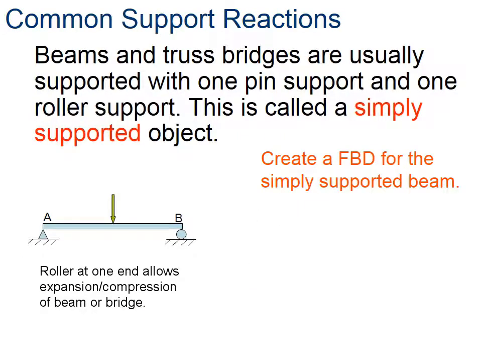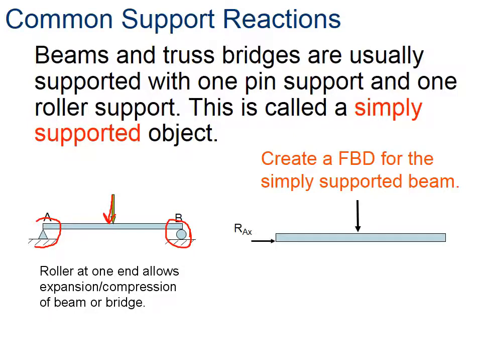So if we take a look at a free body diagram using that, here we have a simple beam. On the left-hand side, we have a pin, and the right-hand side, we have a roller, and then we have some sort of load in the middle. Well, what does that free body diagram look like? Well, first we draw the isolated shape. We draw a force there. That could be a person standing on it, could be anything.